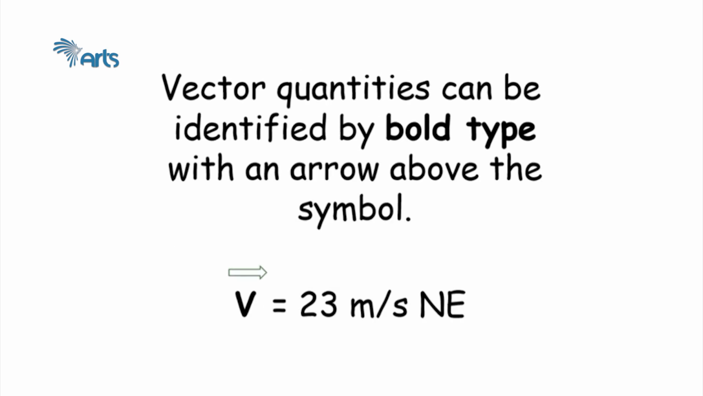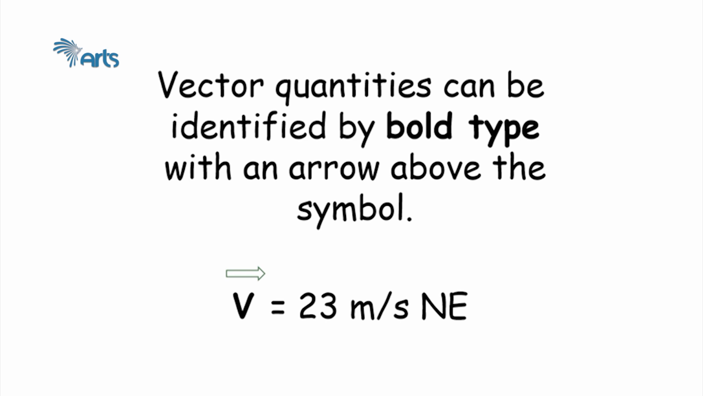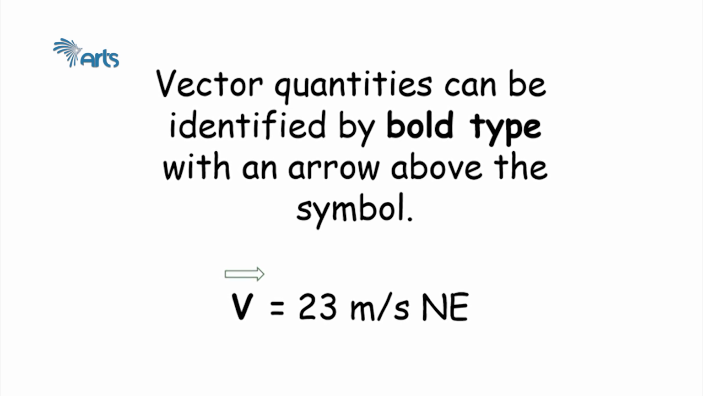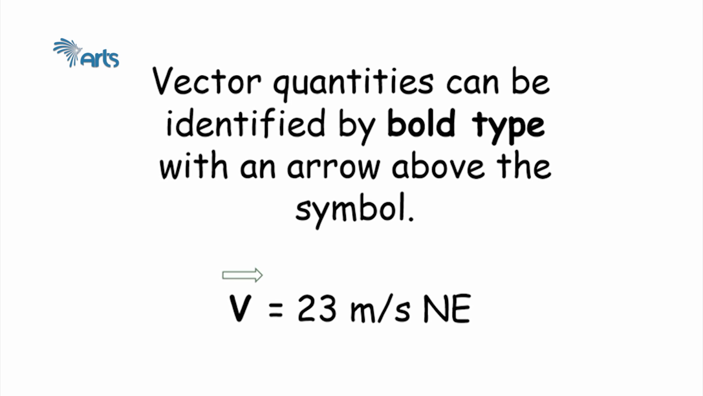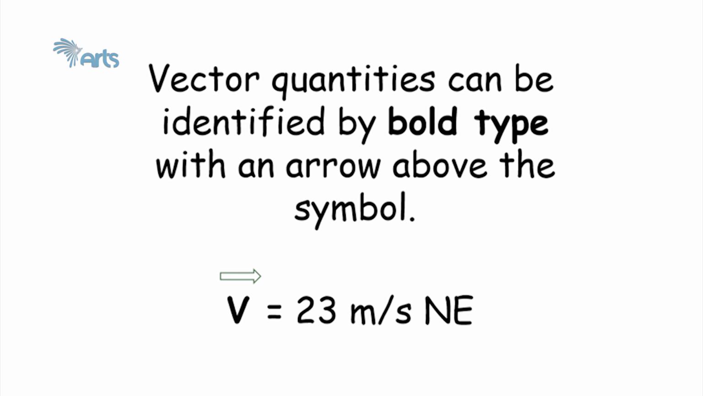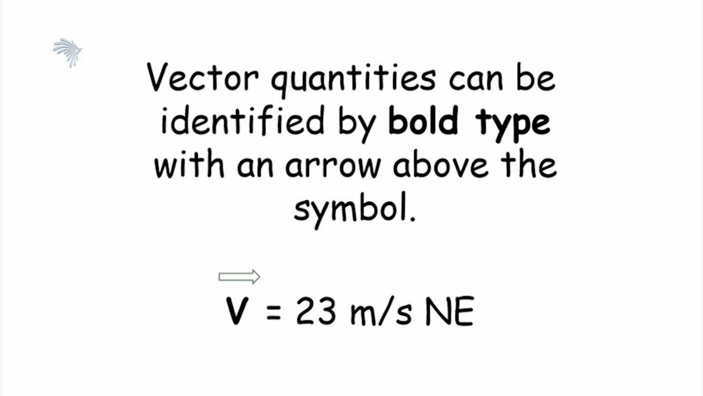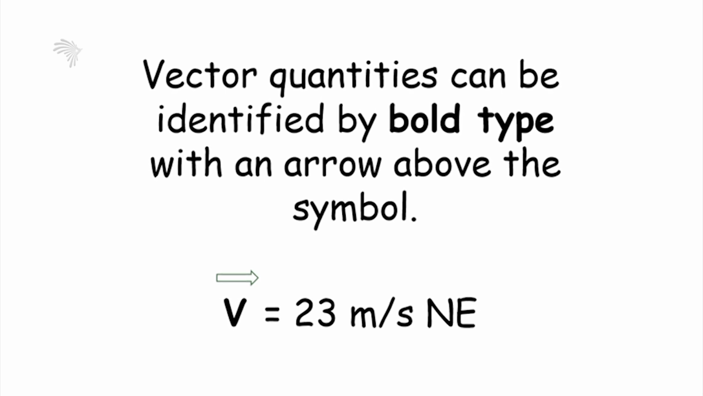The other one is the analytical representation of vector physical quantities. Vector quantities can be identified by bold type with an arrow above the symbol. Here there is one example, which is velocity. It says 23 meters per second north of east. So here V is bold, and we put an arrow over the head of the letter to show that it is a vector physical quantity.